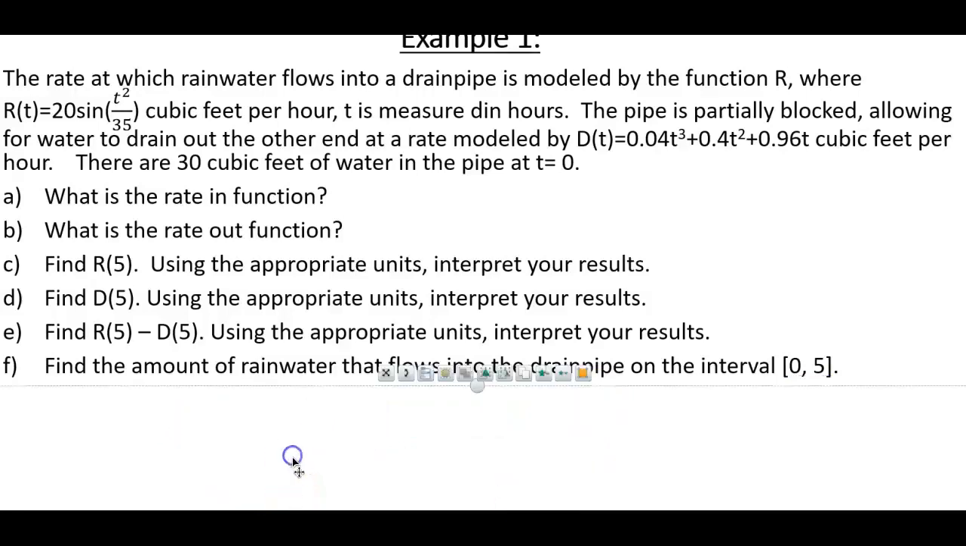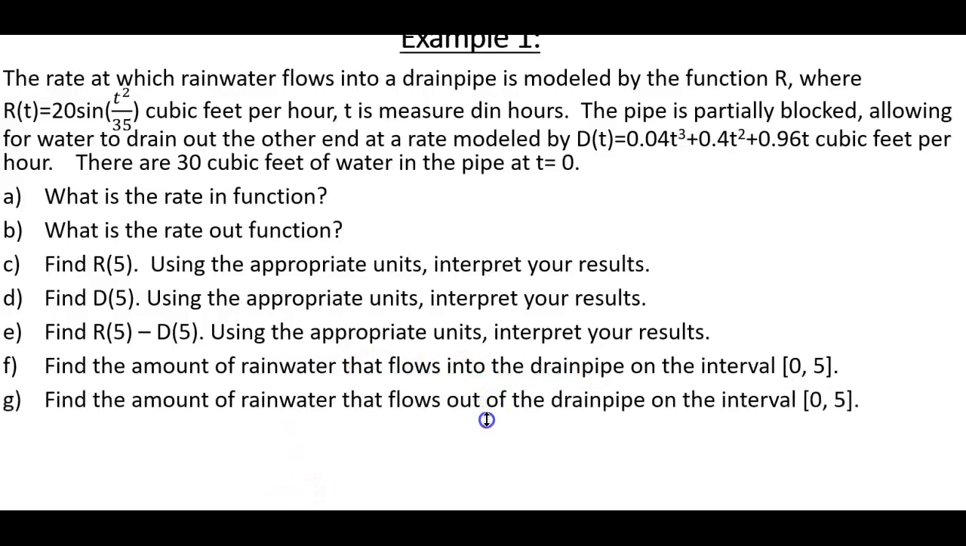Let's take a look at the next question. Find the amount of water that flows out of the drain pipe on that interval. In that case, we're looking for the integral from 0 to 5 of D of t, the rate out. If you integrate the rate at which the water is leaving the pipe over the time period, that will tell you how much water overall left the pipe in that time period.